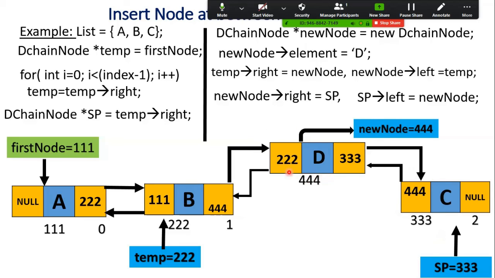Now what is the index for D node? 0, 1, 2. The index for D node is 2. The index for C node becomes 3. Then after that, increment the size. This is how we can insert a node between nodes. So we are done with 3 cases: how to insert a node at the beginning, how to insert a node at the end of the chain, and how to insert a node between 2 nodes.